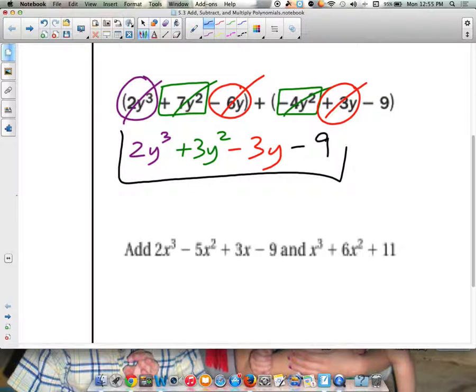This is what the sum of these two polynomials will equal: 2y cubed plus 3y squared minus 3y minus 9. All right, let's do one more example.